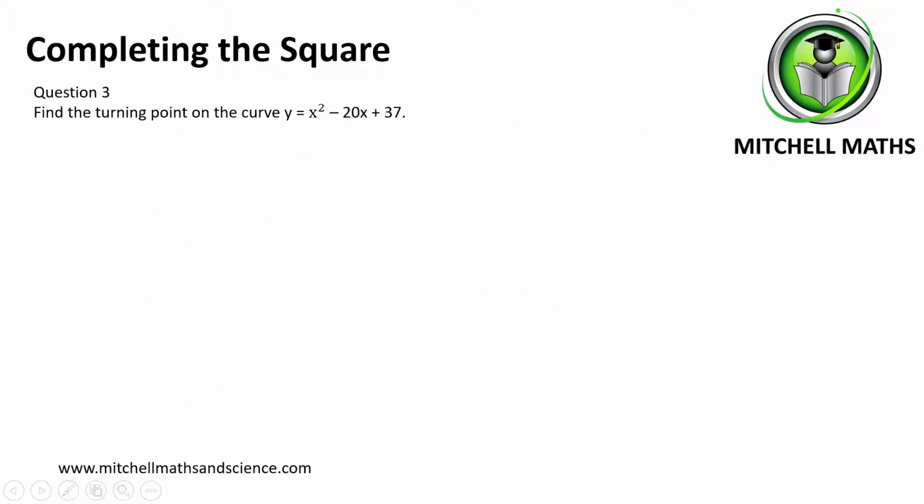Right, question 3 is find the turning point of the curve y equals x squared minus 20x plus 37. Now a turning point is where the gradient is 0. And if we think about an x squared graph, it'll look something like this. This is not related to this graph, by the way. It's just a general sketch.